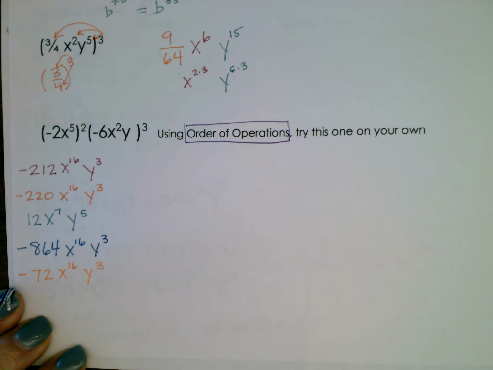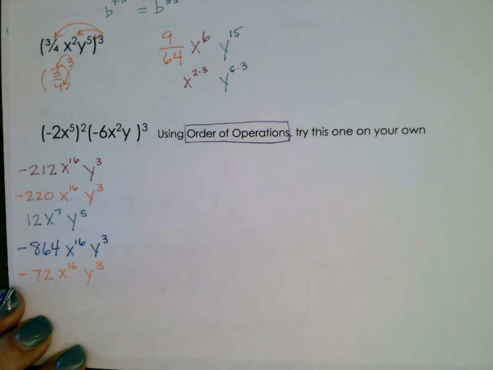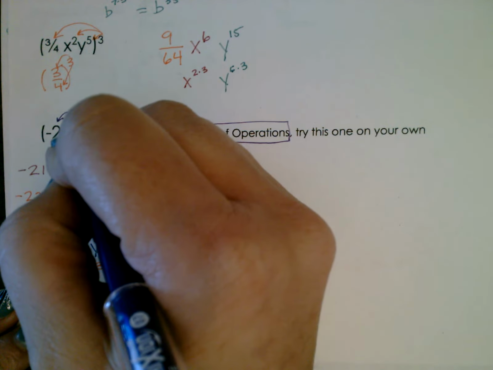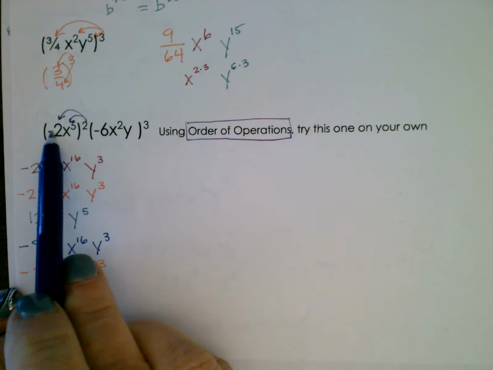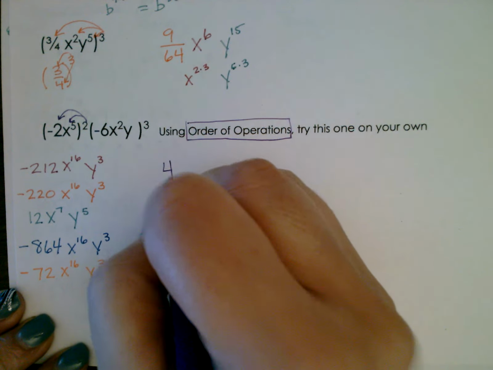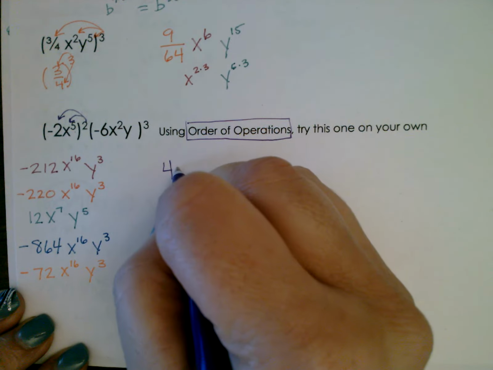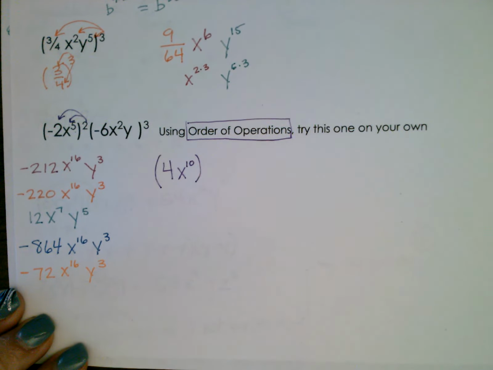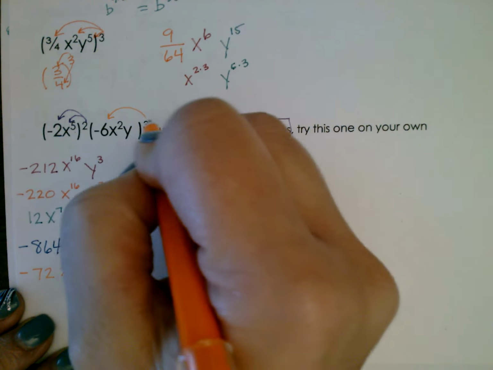All right, within this parenthesis, there is absolutely nothing I can do to simplify. Within this set of parentheses, there is nothing I can do to simplify. Exponents come next, so I'm going to apply that exponent to that. Negative 2 squared is 4. X to the 5th squared is x to the 10th. That's the first set of parentheses.